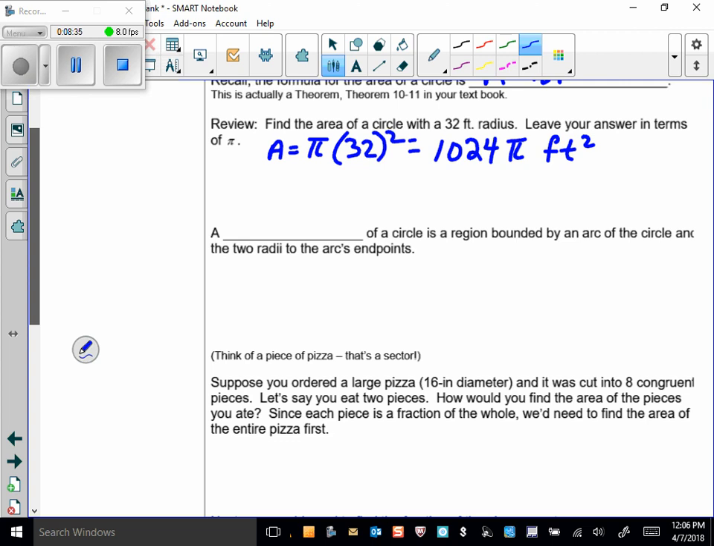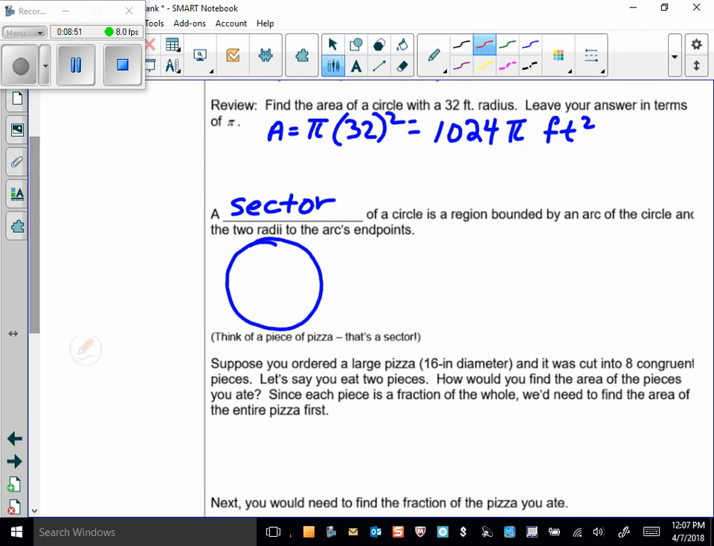Okay, what if we want to find the area of a sector? The sector of a circle. So what is a sector? Here's what it looks like. Here's a circle. So it says it's a region bounded by an arc of a circle. So let's just take this. Here's an arc of a circle and the two radii to the arc's endpoints. So there's a radius, there's a radius. So this red section here would be a sector of a circle.